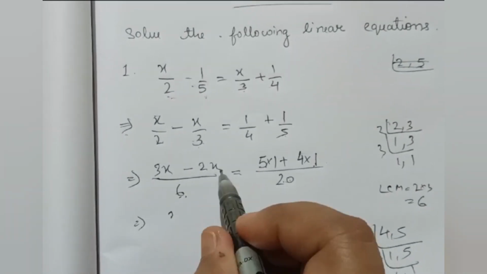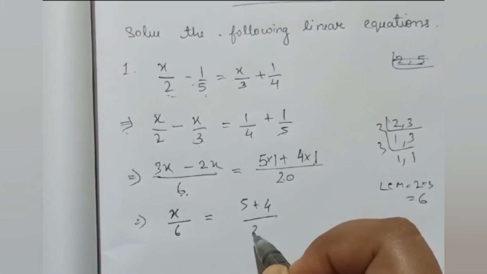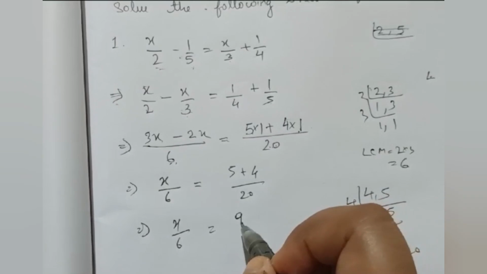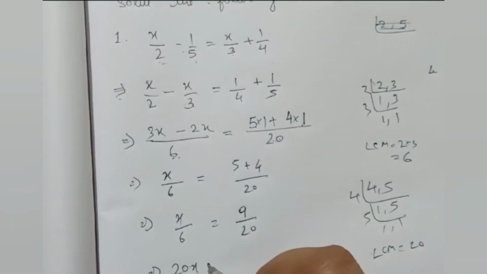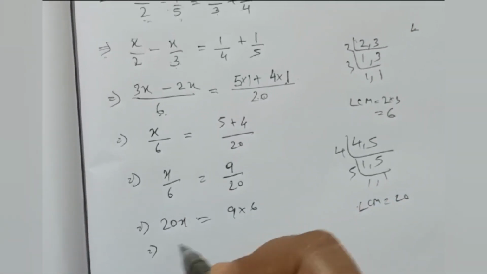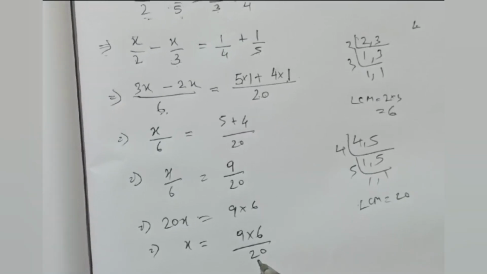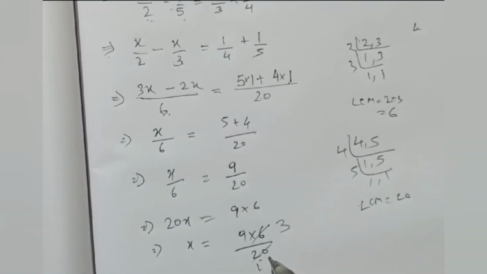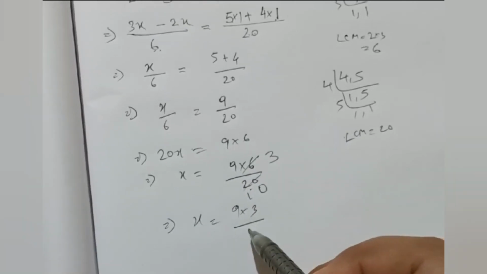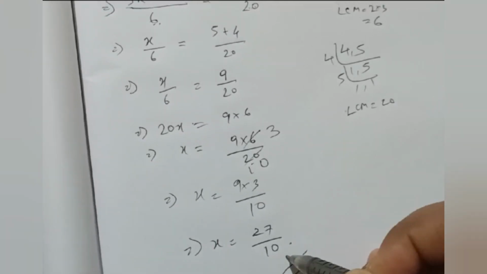That means this will become 3x minus 2x, which is x by 6. And this becomes 5 plus 4 by 20. So x by 6 is equal to 5 plus 4, which is 9, by 20. Then 20x is equal to, cross multiplying, 9 into 6, so x is equal to 9 into 6 by 20. Here 6 and 20 we can cut by 2: 2 threes are 6 and 2 tens are 20. So x is equal to 9 into 3 by 10, which is 27 by 10. This is the answer.